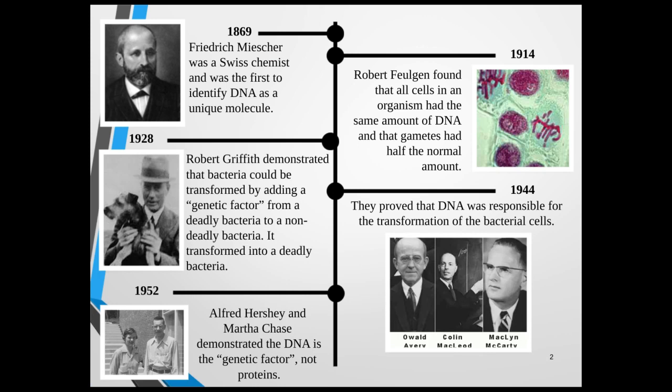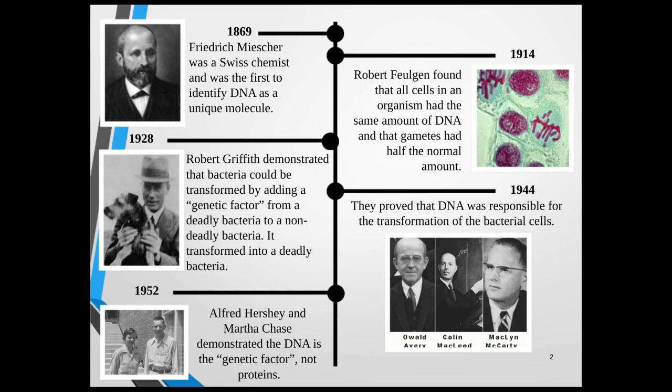So in 1869, which was only about 215 years ago, Friedrich Miescher was a Swiss chemist and was the first to identify DNA as a unique molecule. That means that he found it, but he didn't know what it was. He didn't know its function, and he didn't know how important it was going to be to the world of science.